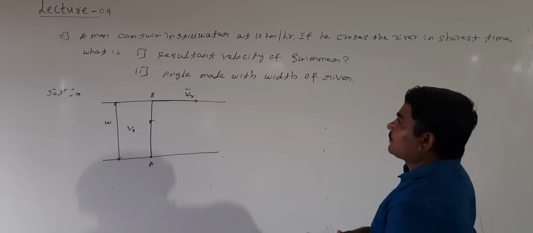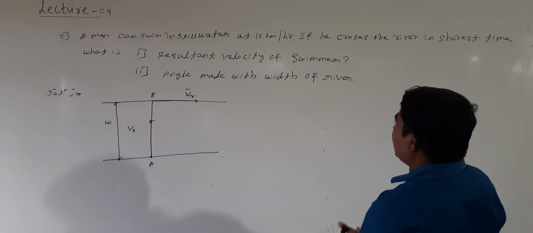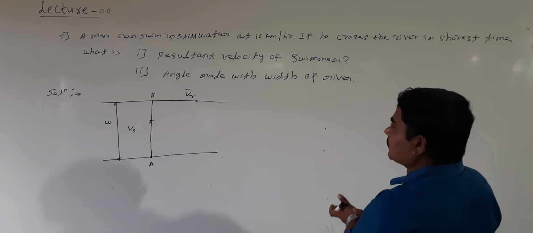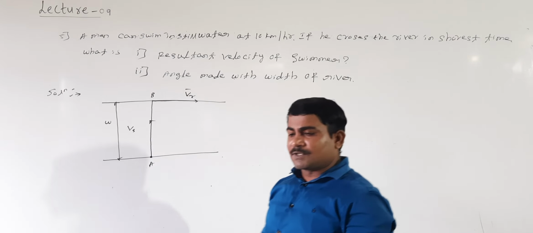A man can swim in still water at 10 km per hour. Resultant velocity of the swimmer: shall I have the resultant velocity? The resultant velocity is not given here, so I can take one more value. The resultant velocity can be taken as 5. I will mention directly that 5 km per hour is given. Remember, in the diagram he has given 5 km per hour.